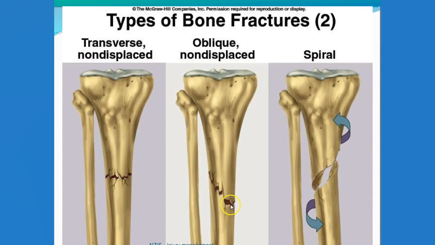Oblique non-displaced just shows that the angle of impact was slightly different. You can see that the fracture happened on an oblique angle here. And then we have an interesting one called a spiral fracture, again probably found in a softer bone, and some rotation was evident in that injury mechanism.